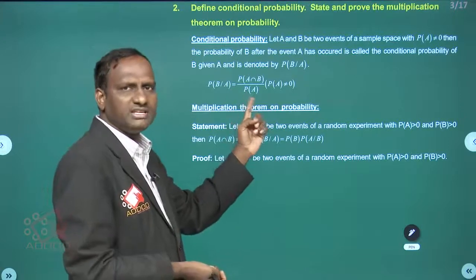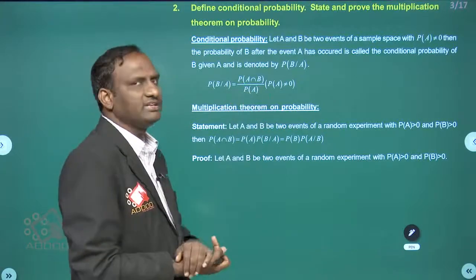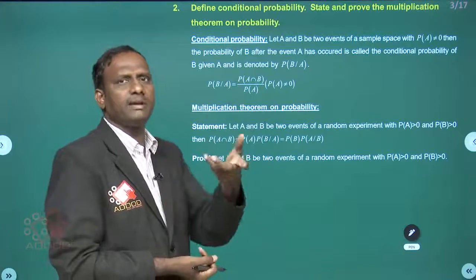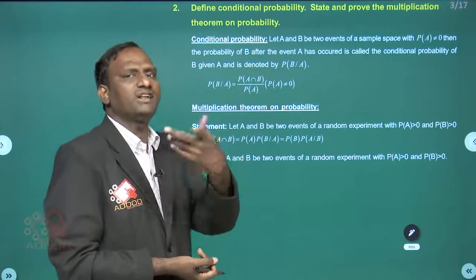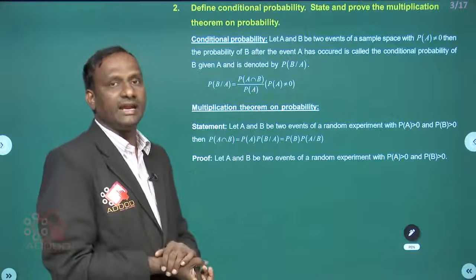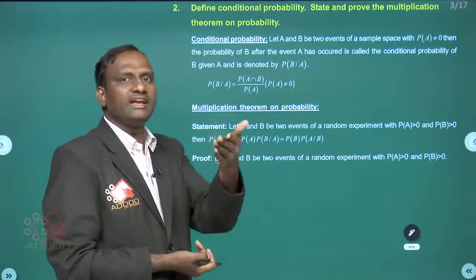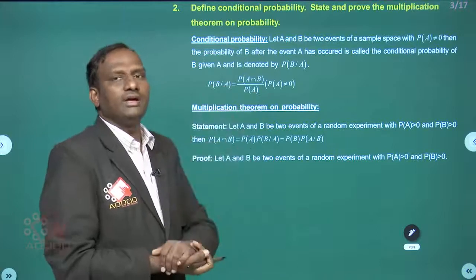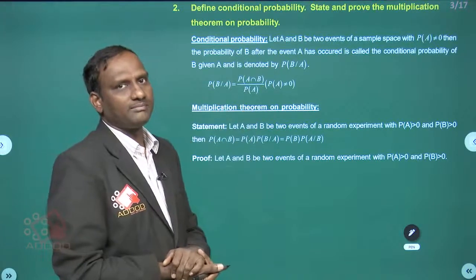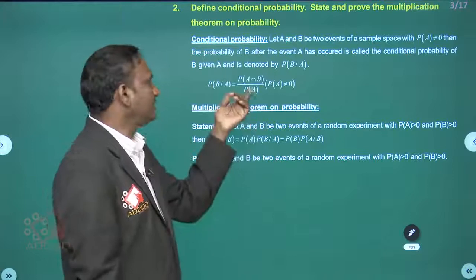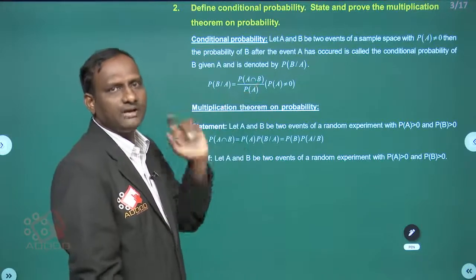P of B given A is equal to what? P of A intersection B by P of A. First we are preparing the paper. After that you will write. That one we are writing indirectly by using the condition. Before writing the test we are preparing the question paper. So the relation is like this only.